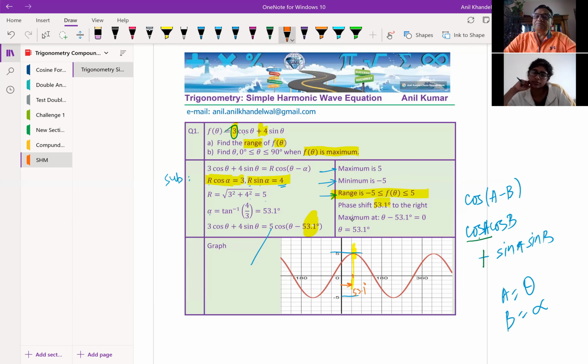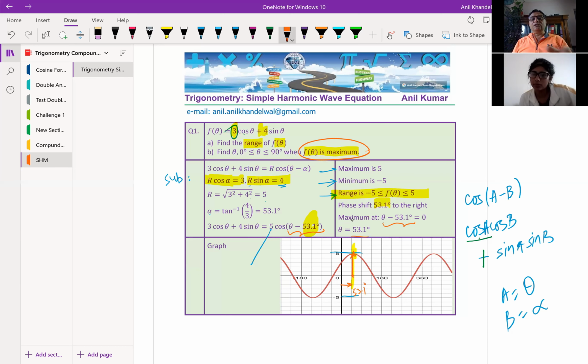So simple as that. Now the question is, part B, when do you get the maximum? Cos 0 is maximum, right? So to get maximum, I have to make this 0. Otherwise, the cos value will be less than 1. To make this 0, theta should be equal to 53.1. It is maximum at 53.1, right? Very clear.